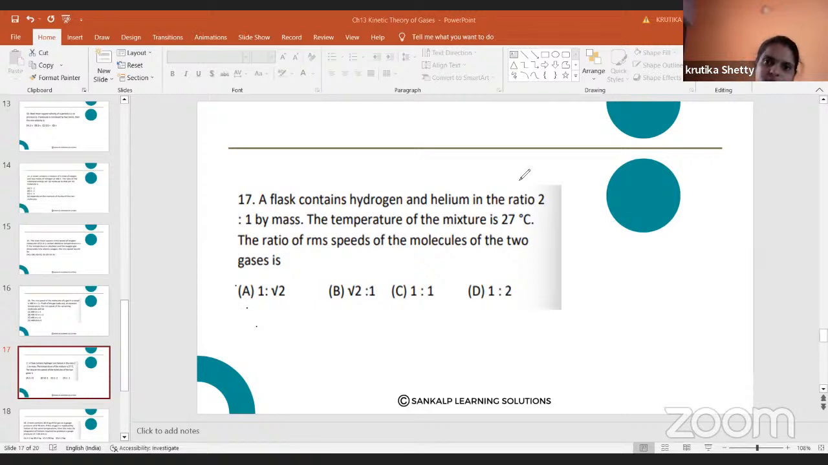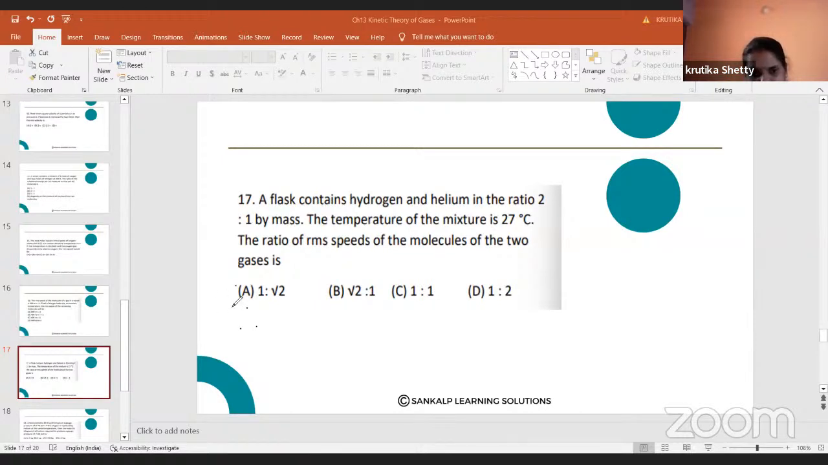It is 1:1. Option C, ma'am. Option C. Okay. All are getting option C. So let us see how we are getting option C or option B or option D. So see here, that is the ratio of speed they are asking.